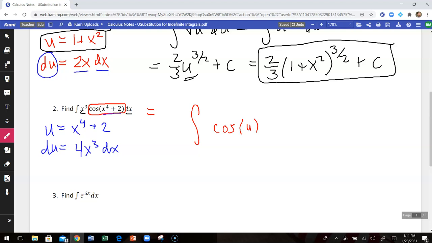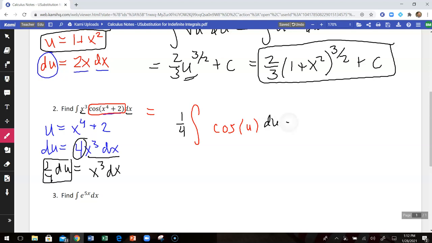x cubed dx. Well, I've got x cubed dx right here. The problem is I have this 4. I've got this 4 right here that was not part of my original integral. So what I'm going to do is divide by 4 and basically say that 1/4 of du is equal to x cubed dx. So what I'm going to do is replace the x cubed and dx not with du, but with 1/4 of du. And when I do that, I can put the constant out front. It does not have to be inside my integral. I can always put a constant out front. So I get 1/4 the integral of the cosine of u du.